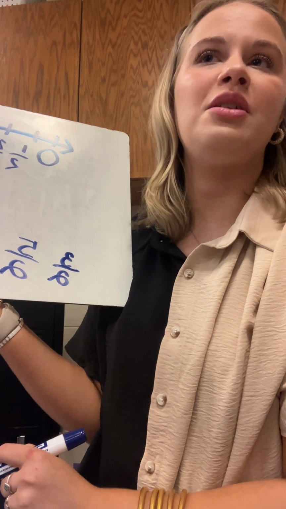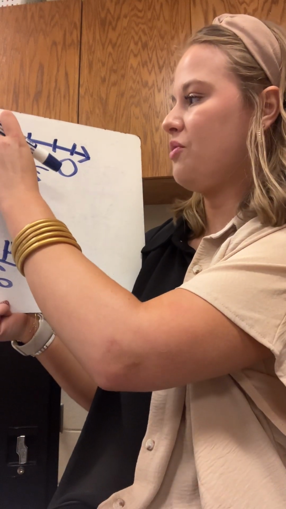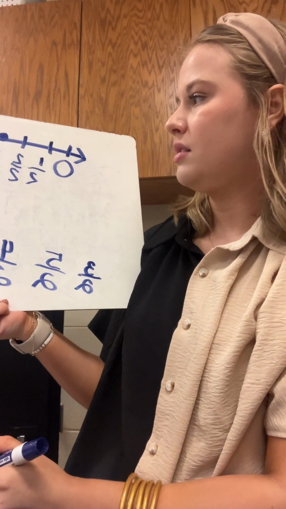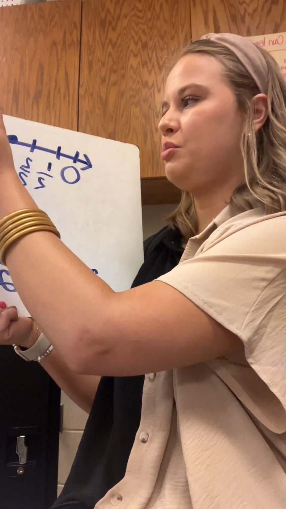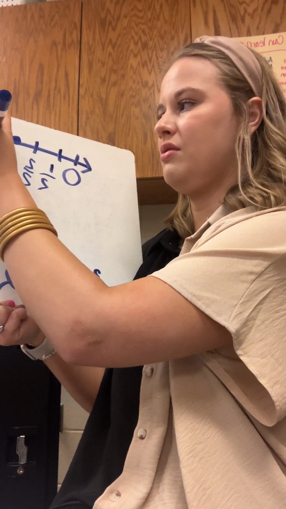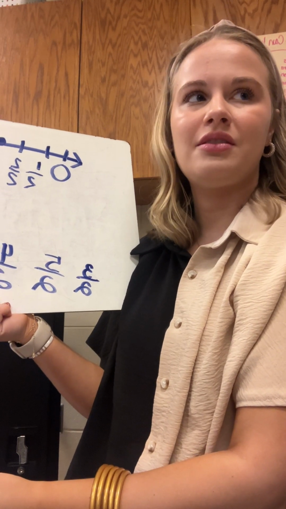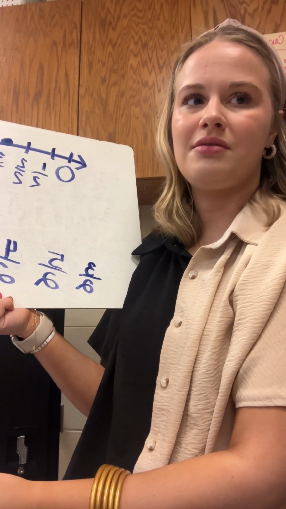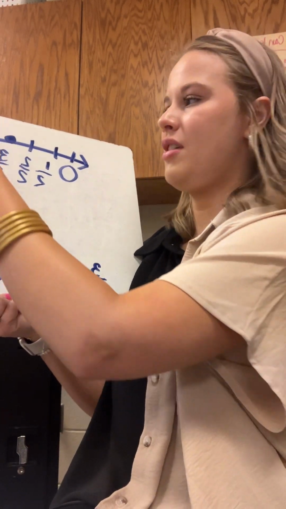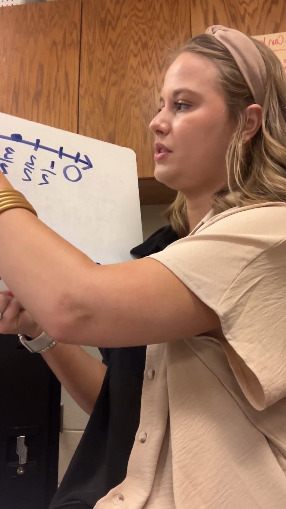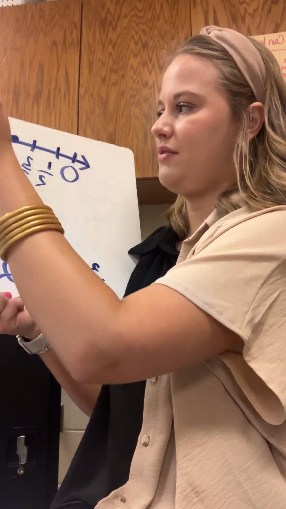Okay, everybody have their number line? So I want y'all to put a dot above where 3/2 is. Now where's 4/2? Right after 3/2. So put a dot above 4/2. What about 5/2? Where's it at? It's right after 4/2, right? So put a dot above 3/2, 4/2, and 5/2.